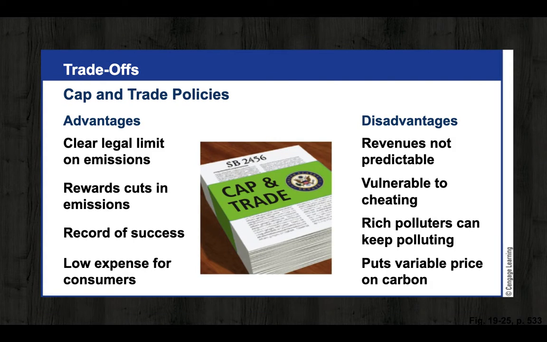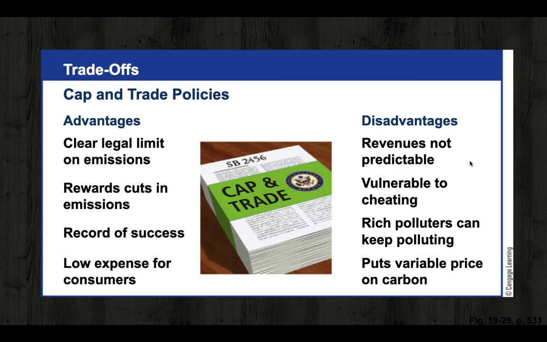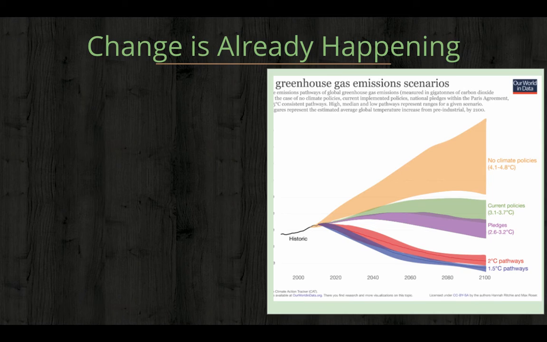On the other hand, cap and trade has a limit on emissions. So remember, if I say every company can emit 500 carbon units, and I multiply that by the number of companies, that's the amount of carbon that will be emitted. And it's worked in the past, and people don't usually have to pay it off because it creates a market for it. That said, there might not be as much revenue, people can cheat, and again, you have the same problem that rich companies can keep polluting, and there's no fixed price on carbon.